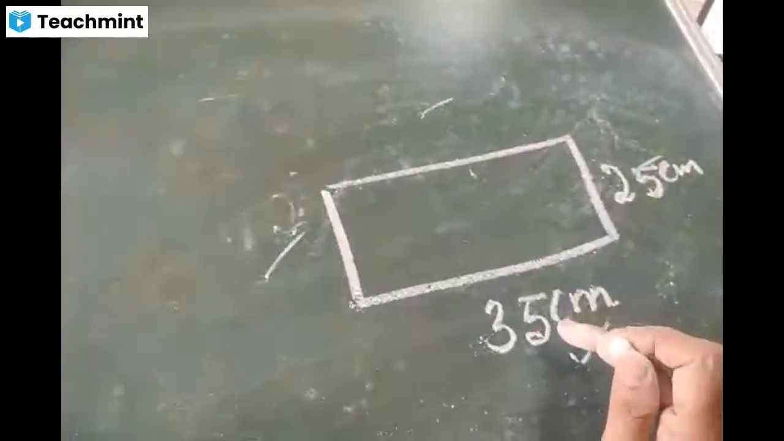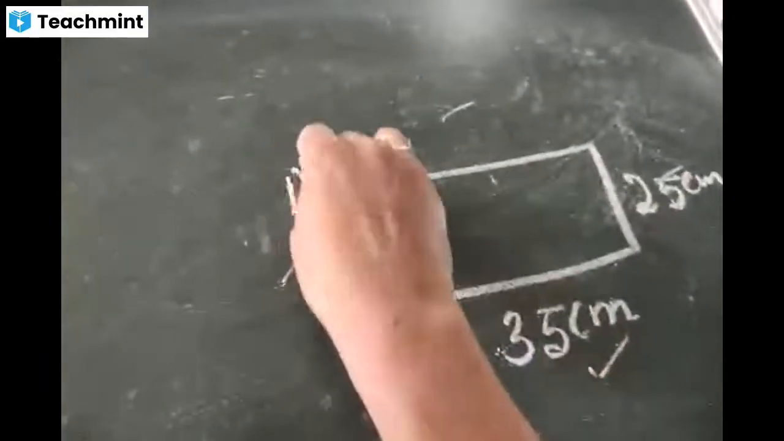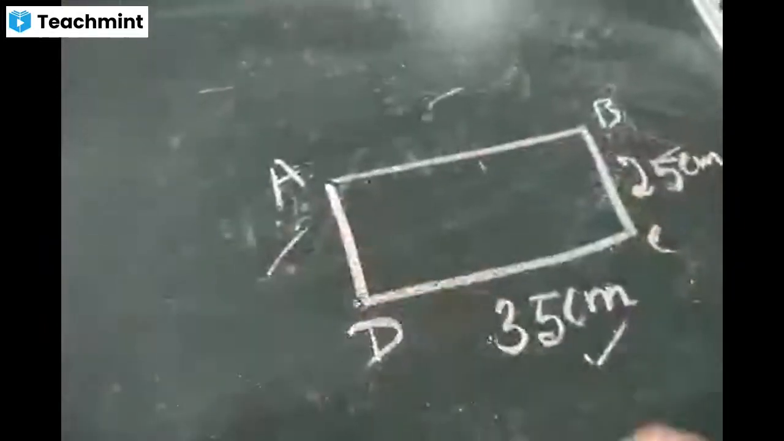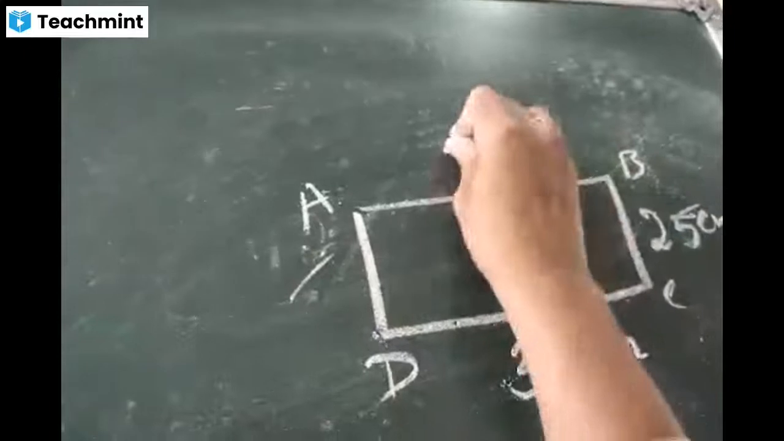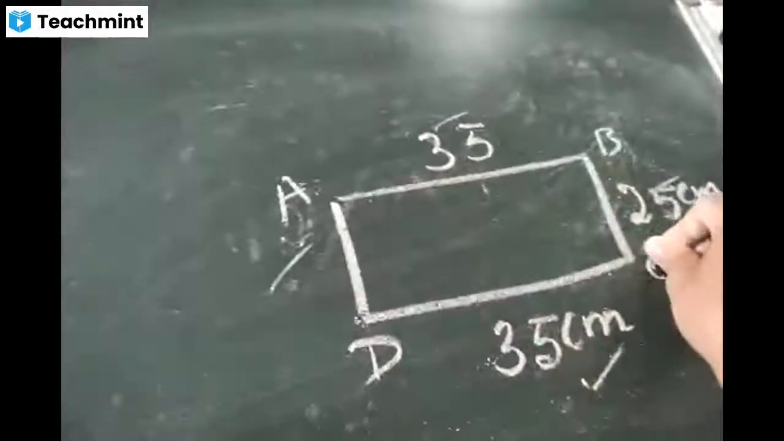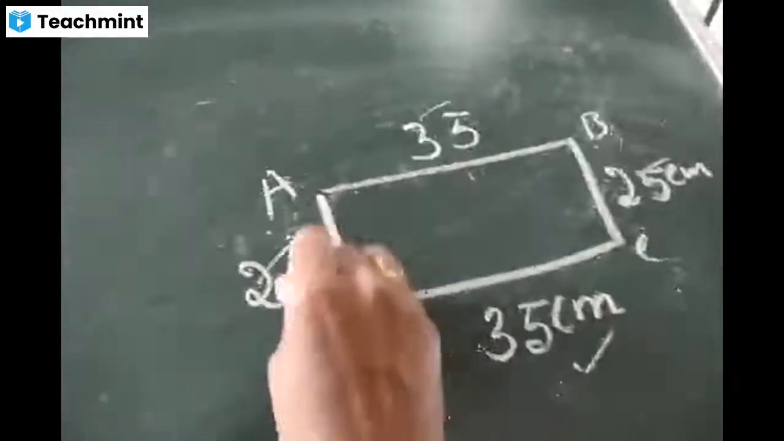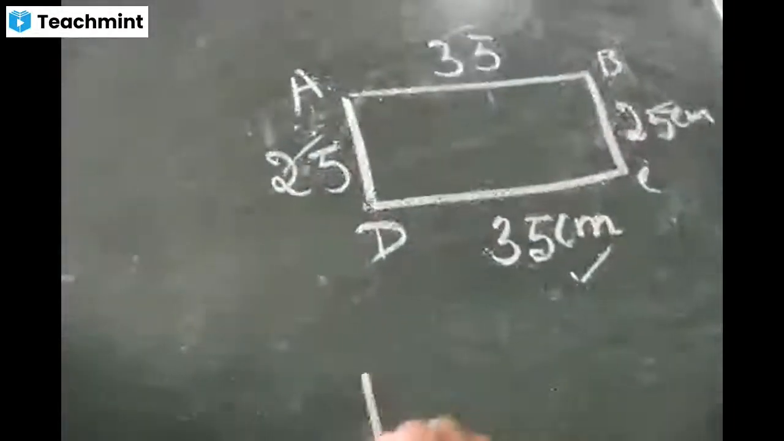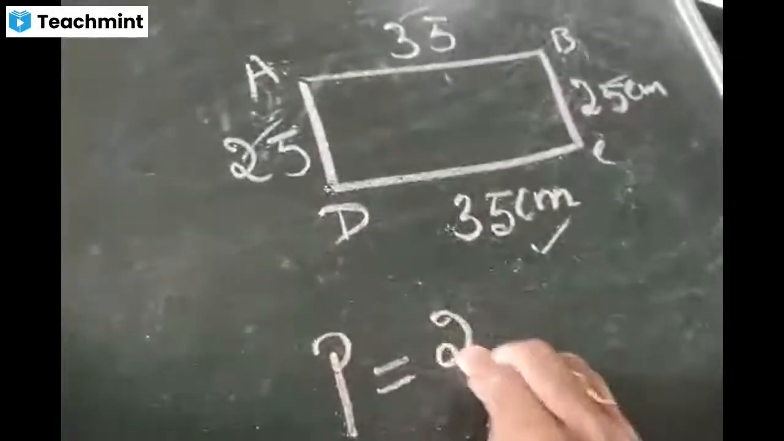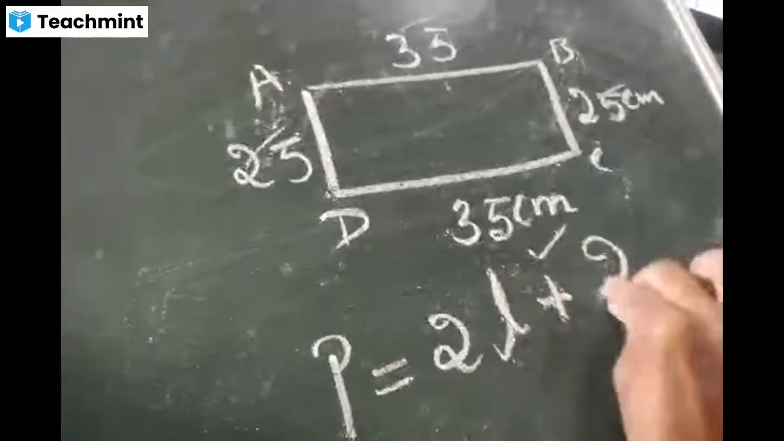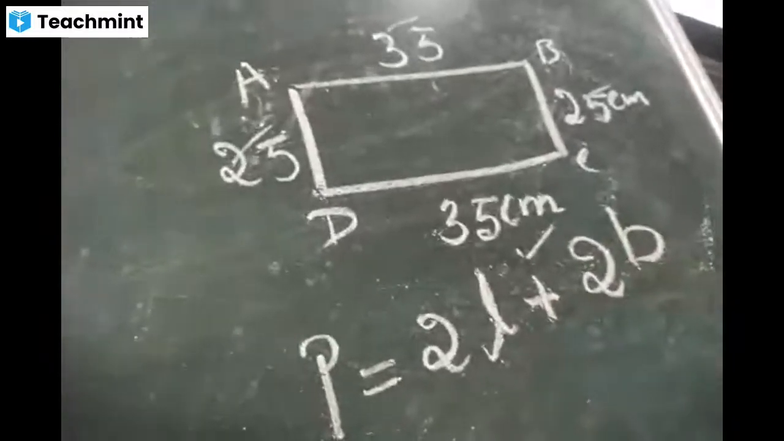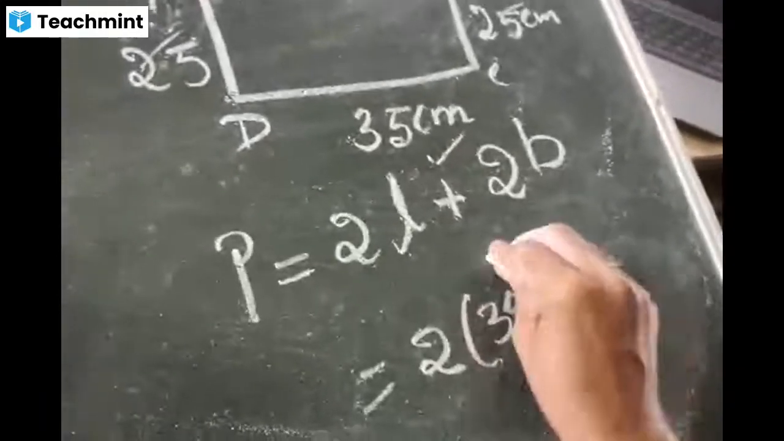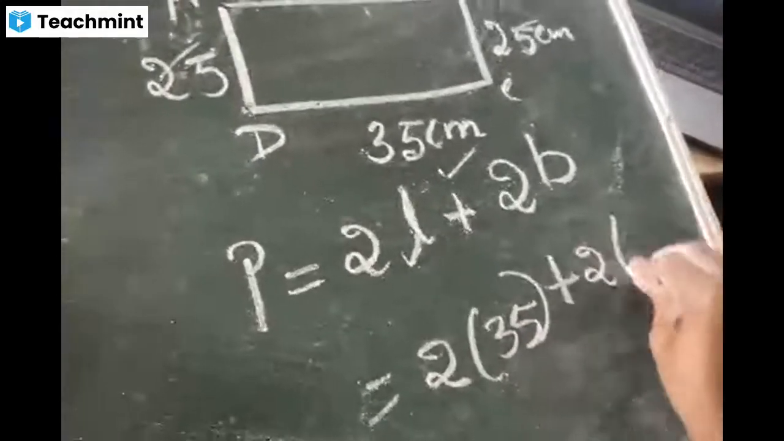So, what is the characteristic of a rectangle? Opposite sides are equal. Is it? So, 35, here also 35. Here 25, AD also 25 centimeter. Okay. So, now perimeter is asked. Perimeter of the rectangle is equal to 2 length plus 2 breadth. 2 into length is 35, breadth is 25.